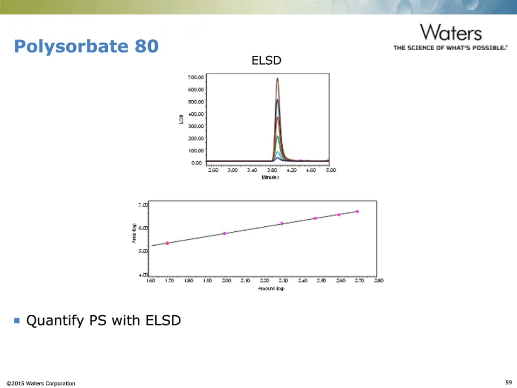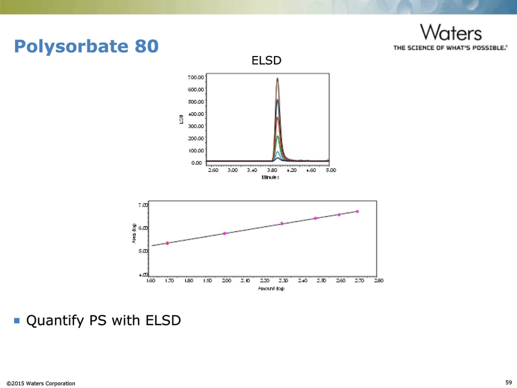So if we look at an example analysis, first looking at the ELSD response, we see that it's very linear across a wide range of different detergents. This is our calibration curve. We're getting very good calibration and very good overlay and reproducibility for doing this analysis.